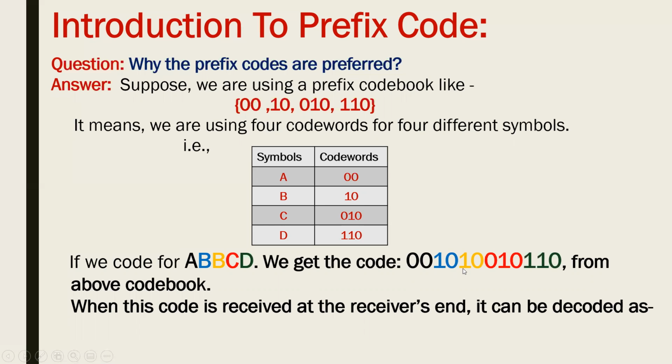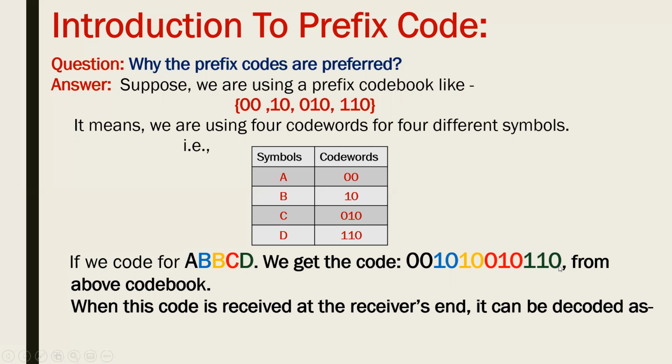Now another 1 is received, and just after 1 we receive 0. So it is another B. We have decoded it as another B. Next we receive 0. As soon as we receive 0, there are two chances, either A or C. But just after 0 we receive 1, so it is confirmed that it is C. Means the first 3 bits are decoded as C.